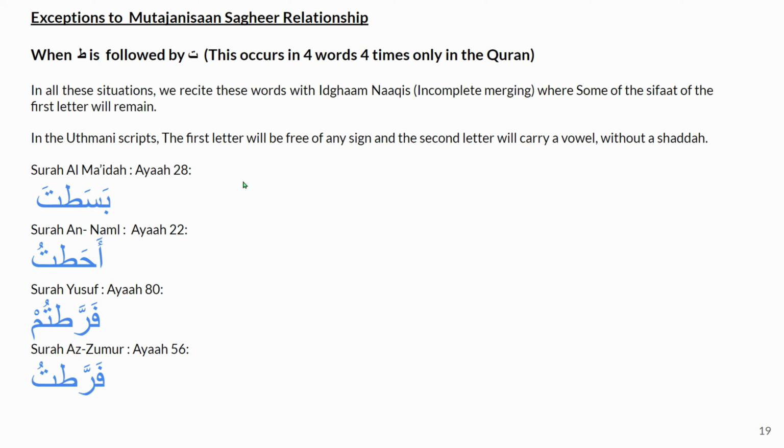And in Usmani script, you will find letter ta written without any sign, and you will not find shadda on letter ta. And the first example is in Suratul Ma'idah, ayah number 28. You can see letter ta and letter ta. They are Mutajaanisaan letters, and they are appearing in a saghir relationship. And upon doing idgham, we will give the heaviness of letter ta, but after giving only the heaviness of letter ta, but not the sifa of qalqala, at the end we will pronounce letter ta like this. Basaqta, basaqta.